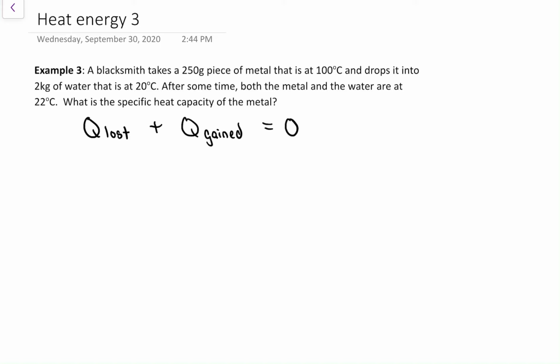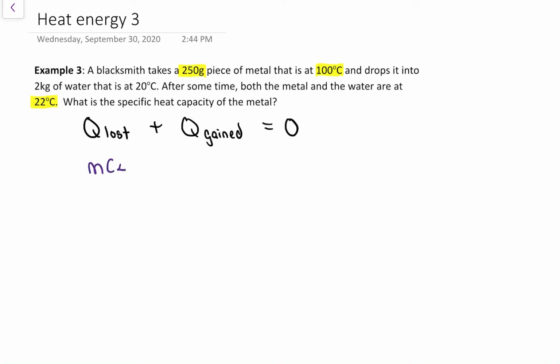For this particular one, there's a lot going on in the question. Here, I'll highlight the one that lost. So the mass of the one that lost energy, it started off at 250. Temperature-wise, it went from 100 all the way down to 22. And the point of this question is we don't know the heat capacity.